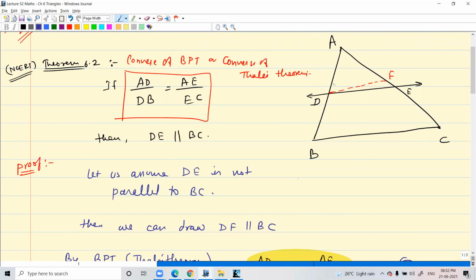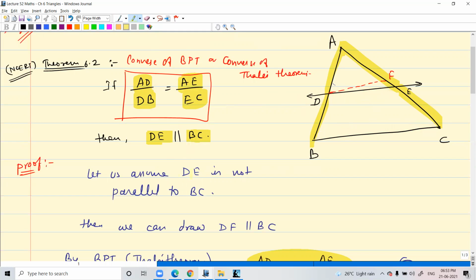Do you want me to summarize this? Yes, sir. Okay. Let's do a quick summary. What did we do in this theorem? What is given is AD by DB is equal to AE by EC. It was already given. And what we need to prove is that if this ratio is given, then DE is parallel to BC.